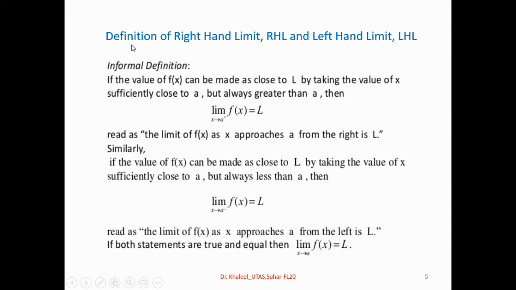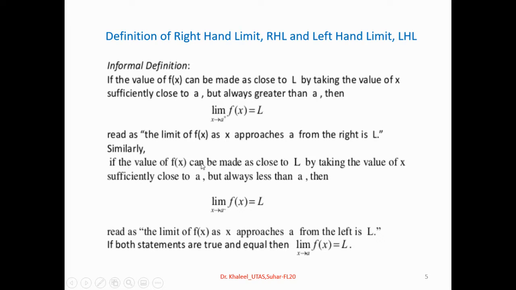We now consider the exact definition of right hand limit, short form RHL, and left hand limit, short form LHL. If the value of f(x) can be made as close to L by taking the value of x sufficiently close to a but always greater than a, then we write it like this, which is known as a right hand limit. That is, limit of f(x) as x approaches a from the right is L.